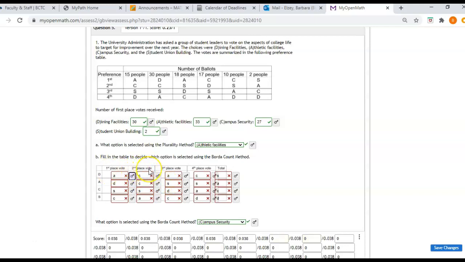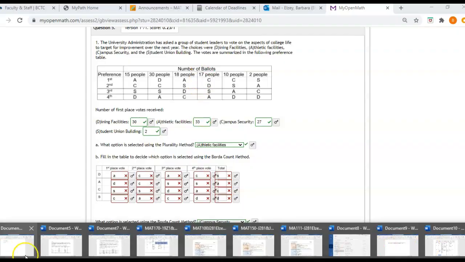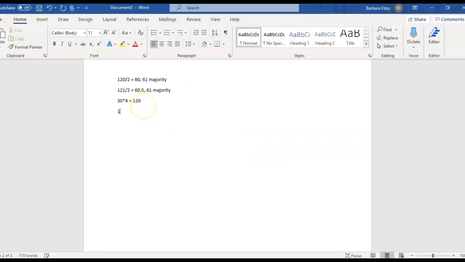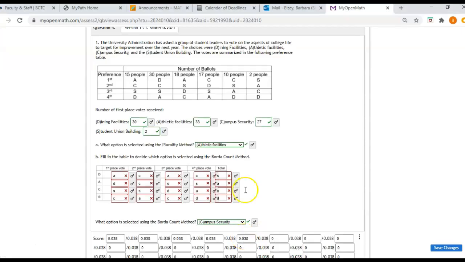Now, for second place vote, we'll go across the second place and find D. It's right here. There's 17 people who voted for D in second place. That is 3 points. 4, 3, 2, 1. So we want to take 3 times 17. Going back over here to my page, 17 times 3, I believe, is going to give me 51. And if I go back, 51 will be what goes into this box. And again, of course, we can check that's true here.